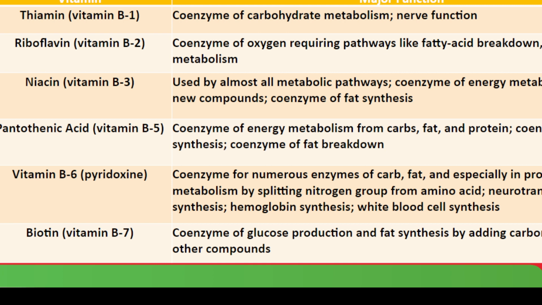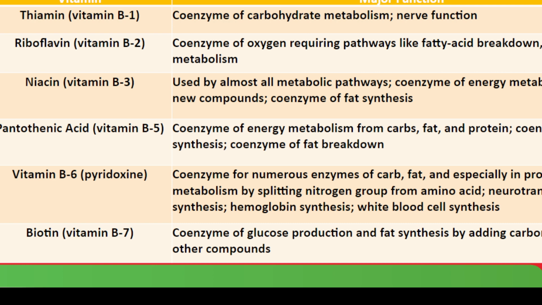Pantothenic acid, which is vitamin B5, is a coenzyme of energy metabolism from carbohydrates, fats, and proteins, and a coenzyme of fat synthesis or fat breakdown. So that is basically it. You realize most of these B vitamins, their functions are just to help with energy metabolism.